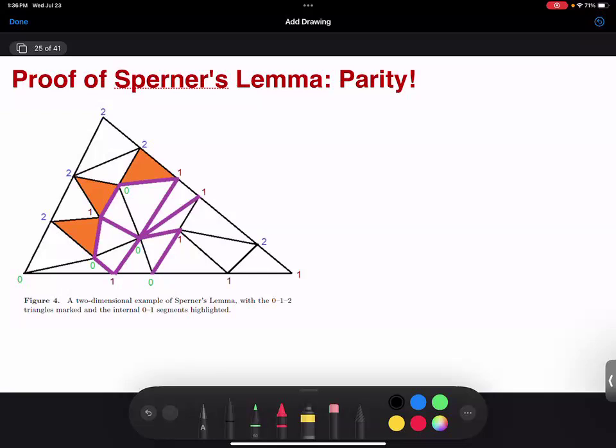So we know there's an odd number of 0-1 segments on the bottom. Now let's count how many 0-1 segments there are. I'm going to count them by looking at triangles. So which triangles could have a 0-1 segment? What could the vertices be of a triangle that would give me a 0-1 segment?